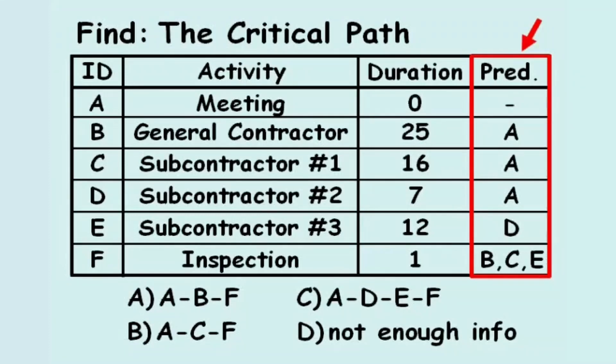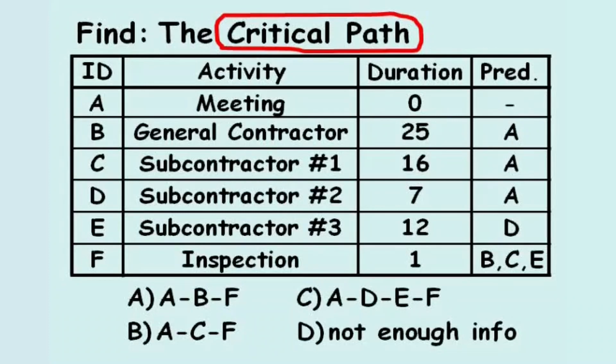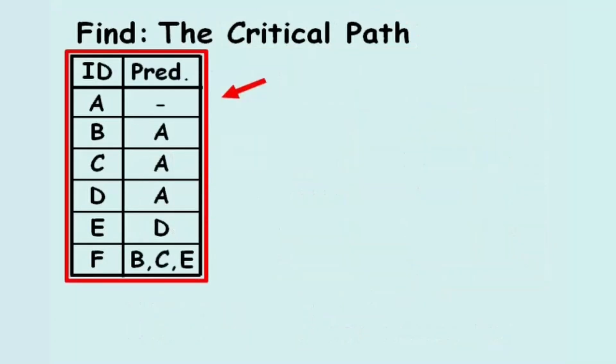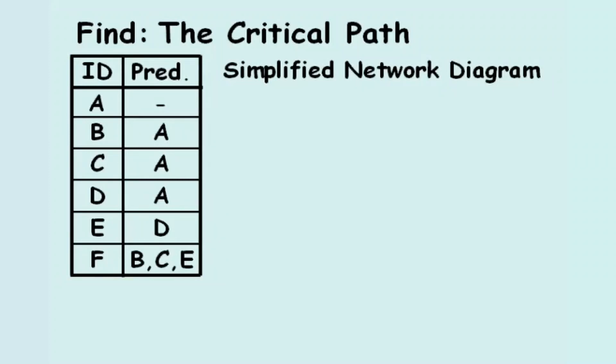Predecessor activities are also included in the table. To find the critical path through the construction schedule, it is easiest to use a network diagram. To begin, we'll view an abbreviated version of the activity table and sketch out a simplified version of the network diagram, beginning with Activity A, because Activity A has no predecessor activities.